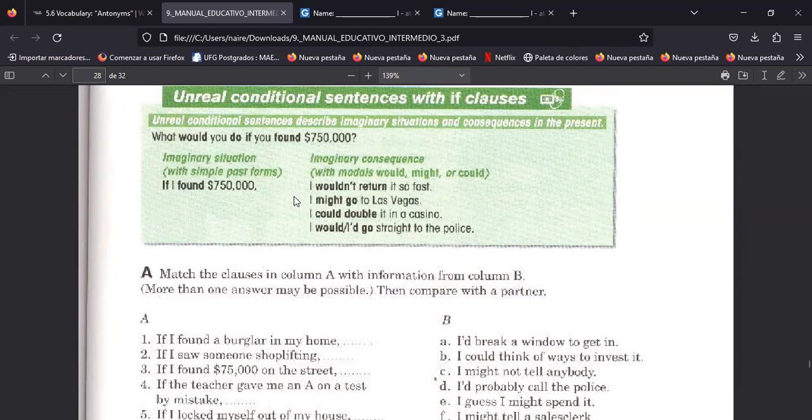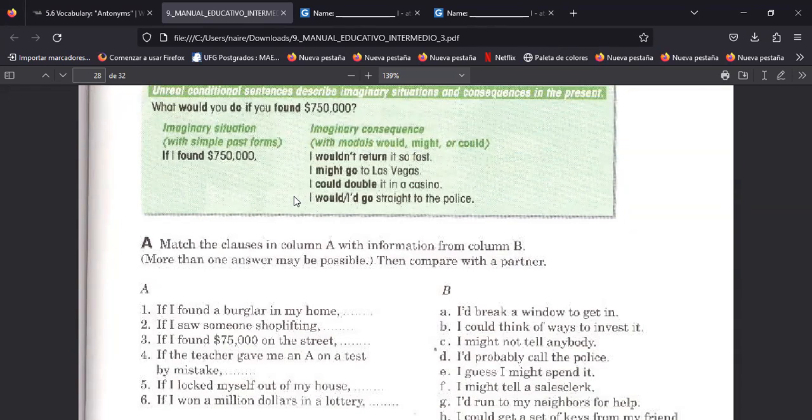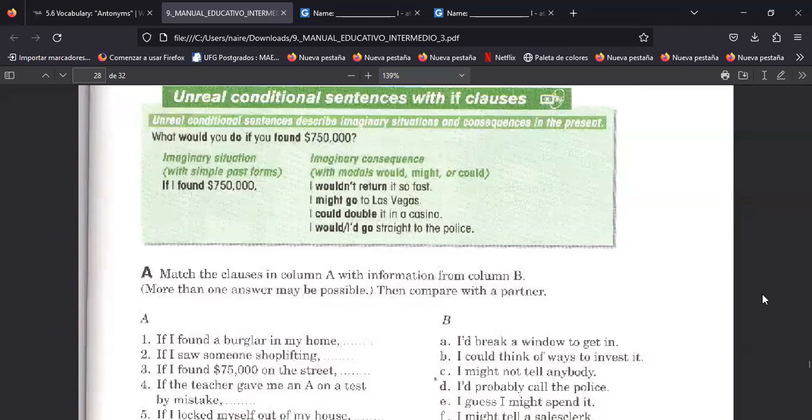So I wouldn't return it so fast. That was one of the answers that we discussed. I might go to Las Vegas. I could double it in a casino. I would go straight to the police. We were discussing this in our previous class. So remember, what do we need in order to create these conditions? We need to add a past tense sentence with the imaginary situation and the consequence. You can use would, you can also use might or could to talk about the consequence. So what will happen if you found this quantity of money?